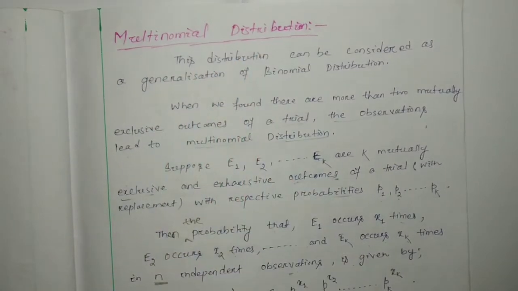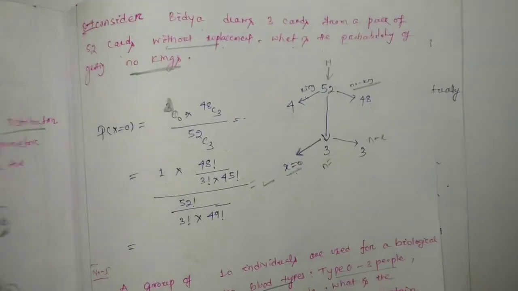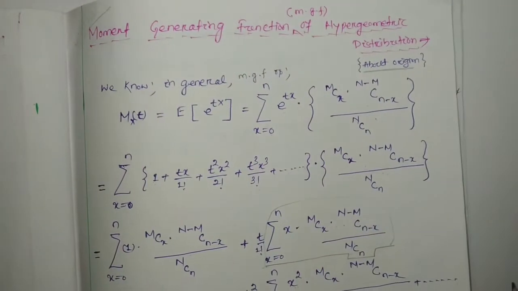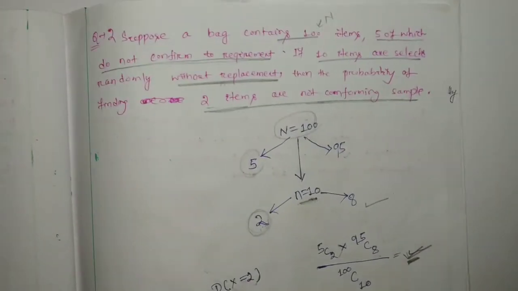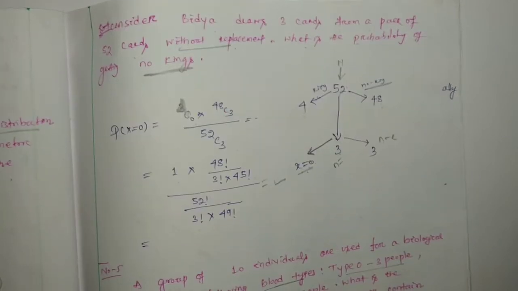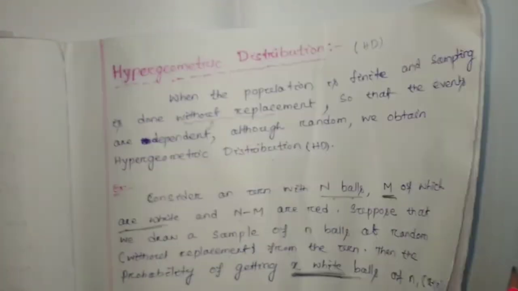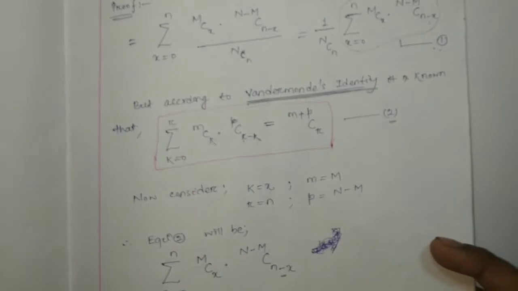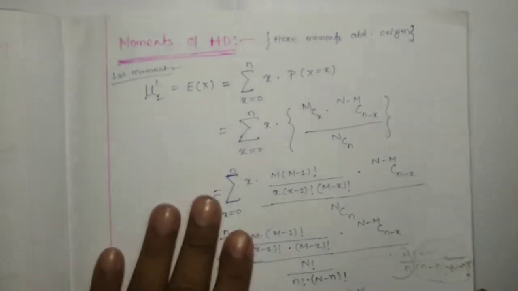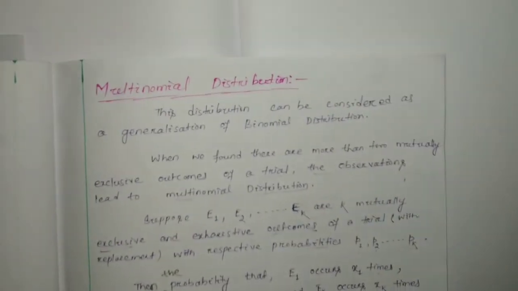In our last class, we discussed a few numericals regarding the hypergeometric distribution. These are the numericals we discussed. Before that, we discussed in detail the hypergeometric distribution, its PMF, moment generating function, moments, etc. So today we are going to start discussing the multinomial distribution.